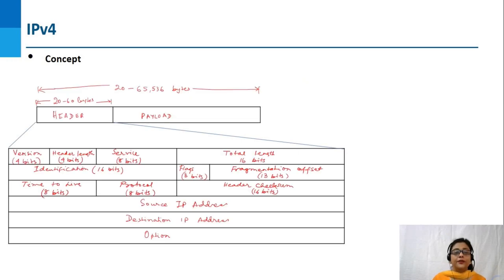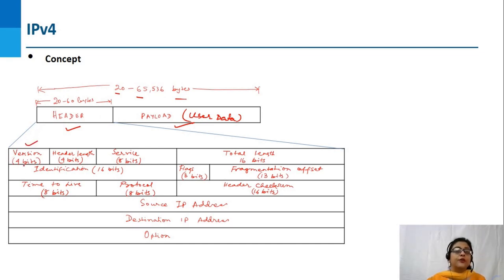Let us now look at the frame format of IPv4. IPv4 has a header part and a payload part. This payload part is called the user data, and the header part contains the controlling information. There are 20 to 60 bytes in the header, and together the header and the payload consist of up to 65536 bytes.